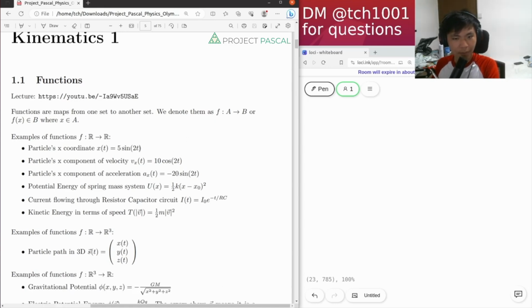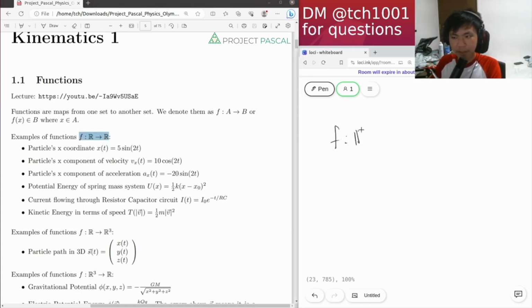So for kinematics, we'll mainly be using functions from R to R, as well as functions from R to R3. So what does that mean? Functions from R to R take in a real number and output a real number. An example of a function from R to R is the function x of t. In this case, the function x of t takes in an input t representing time that has elapsed, and it outputs the x-coordinate of a particle.